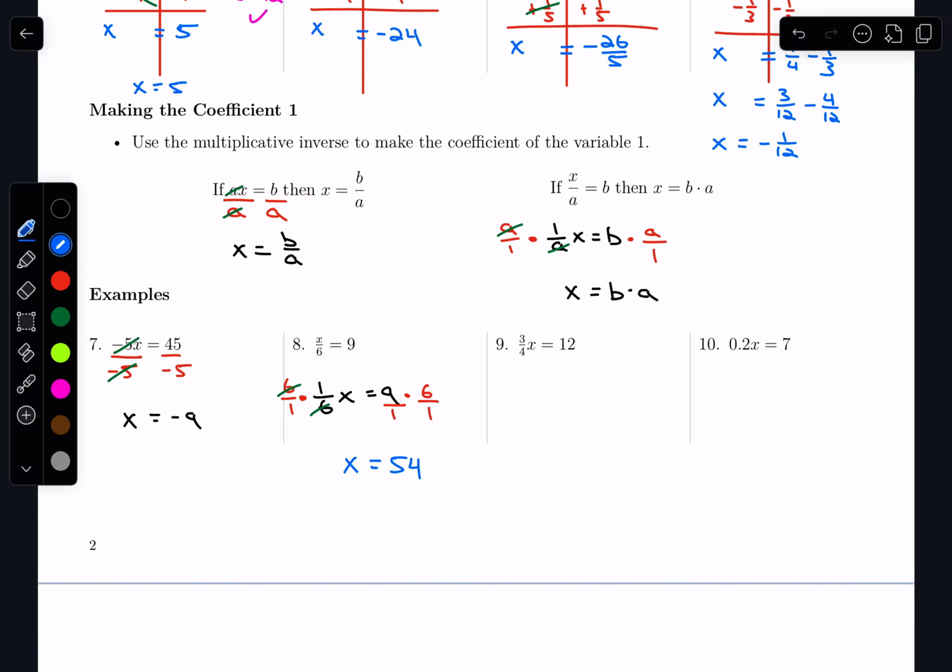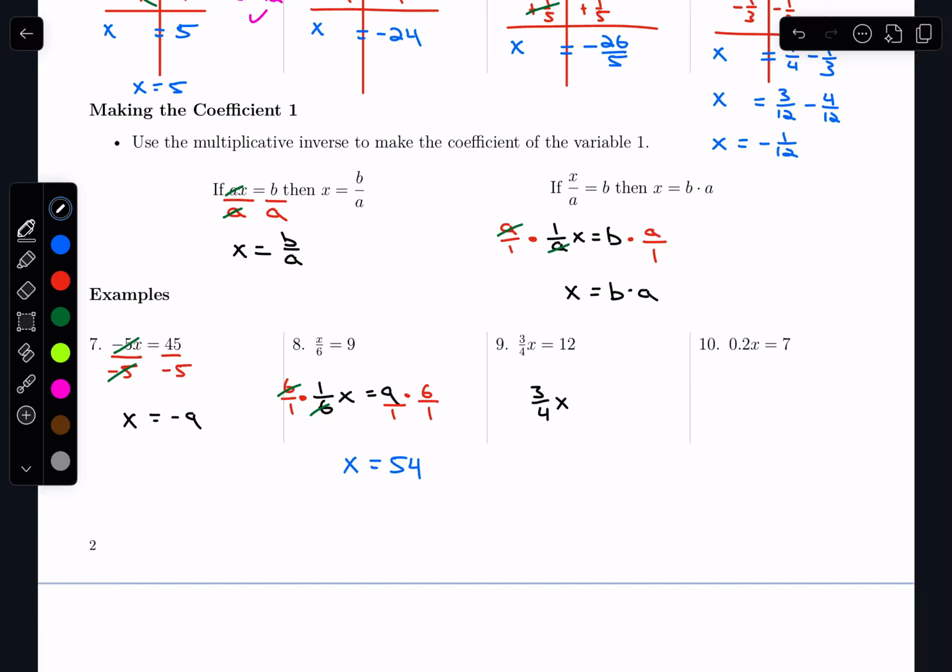Number 9 is going to force us to use the reciprocal method because I could, let's be clear, just like I did in number 7, just divide both sides by the coefficient of x, which in this case is 3 over 4. But I do not want to divide by a fraction, because if you divide by a fraction, you're going to have to multiply by the reciprocal anyway. So why not just go straight to multiplying by the reciprocal and save ourselves the time?